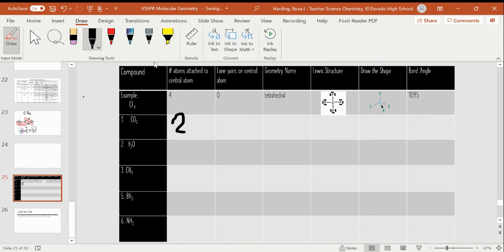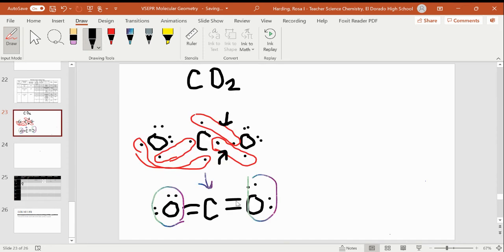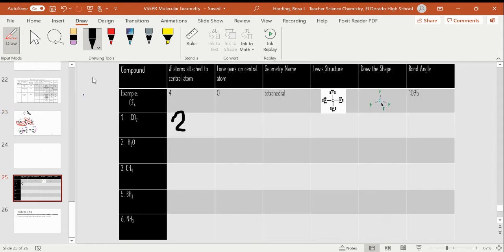The next question is asking how many lone pairs, not on the side atoms, but on the central atom. And if you notice, there are no lone pairs. It bonded with those atoms. So the answer is none, because there are none on it. We would put 0.